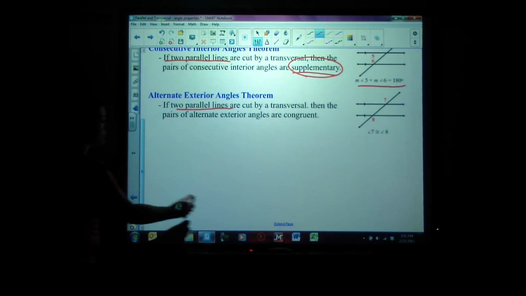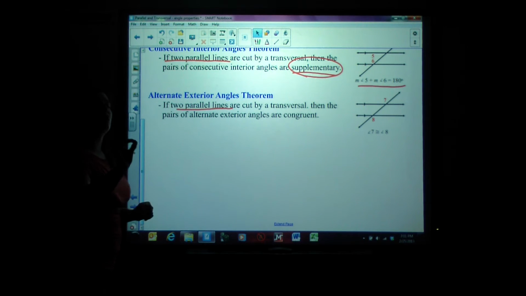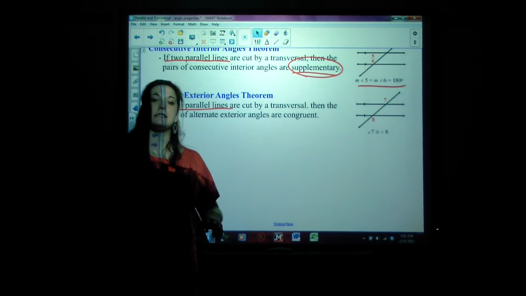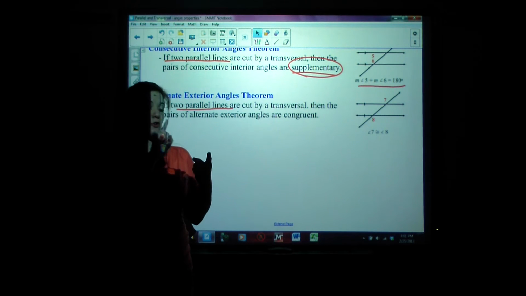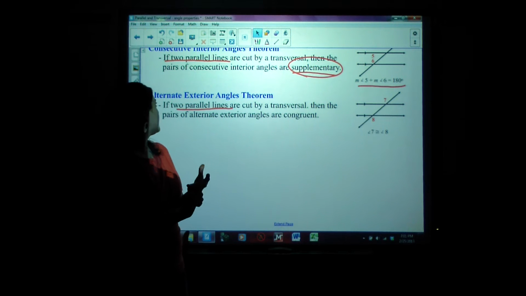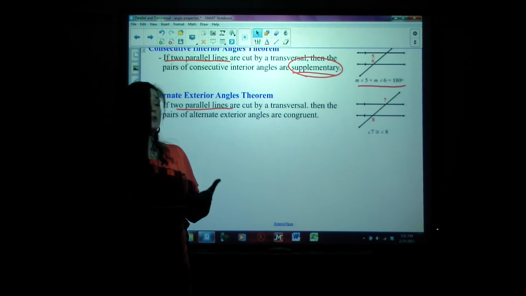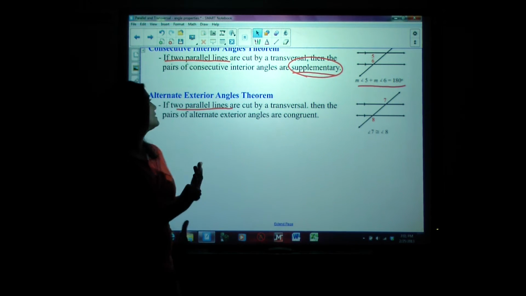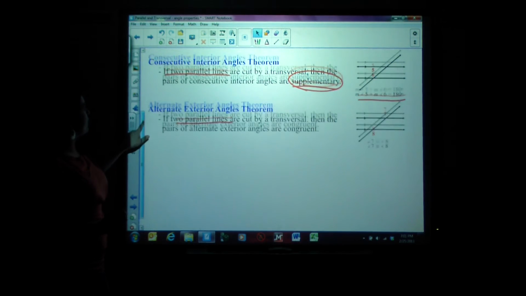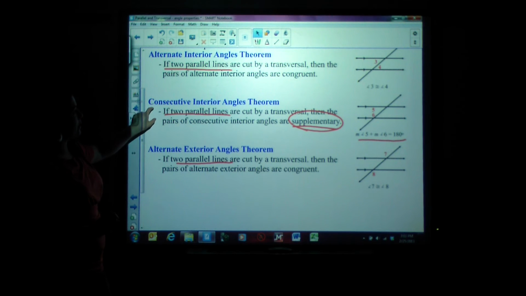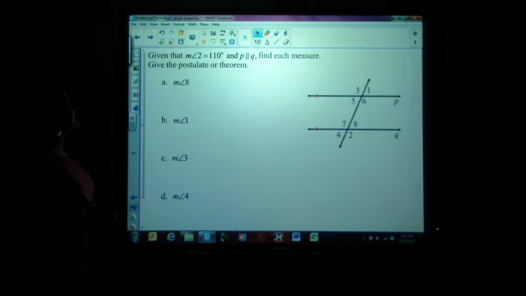So we have congruence when we are given two parallel lines. The angles that will be congruent are the corresponding angles, alternate exterior, alternate interior. Those are all going to be congruent. And consecutive interior or same side interior are going to be supplementary. Let's give that a try.